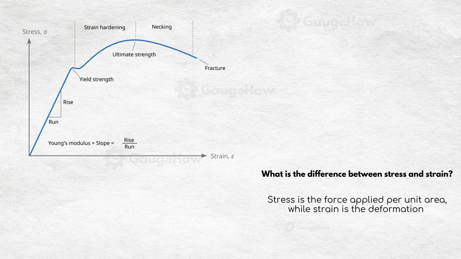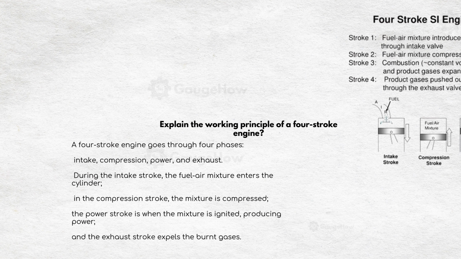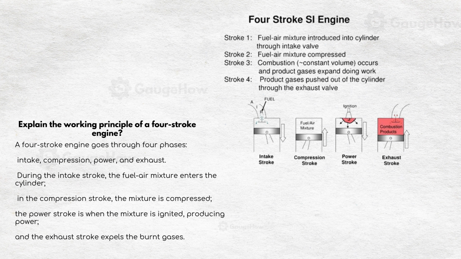Next question. Explain the working principle of a four-stroke engine. A four-stroke engine goes through four phases: intake, compression, power, and exhaust. During the intake stroke, the fuel-air mixture enters the cylinder. In the compression stroke, the mixture is compressed. The power stroke is when the mixture is ignited, producing power. And the exhaust stroke expels the burned gases.